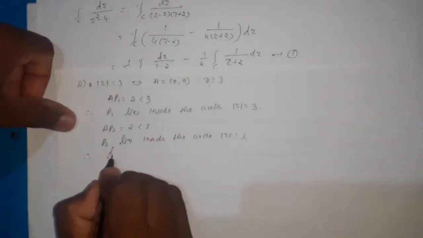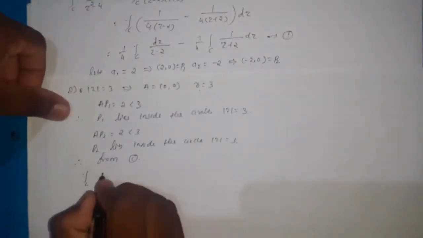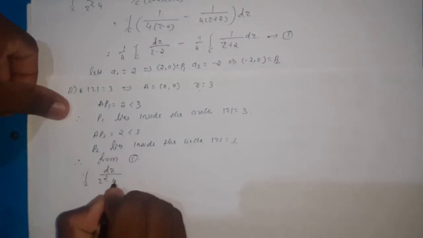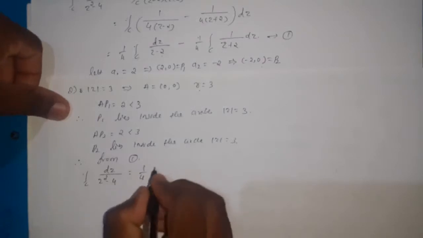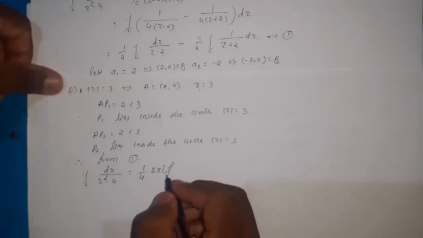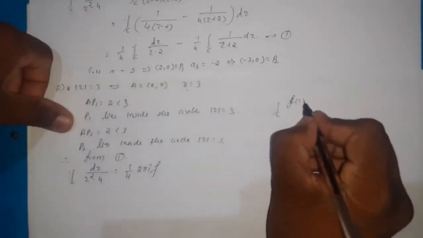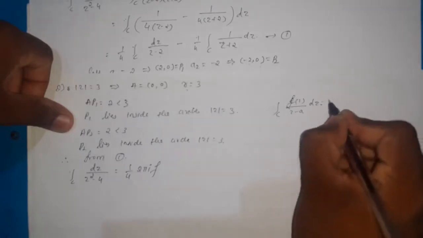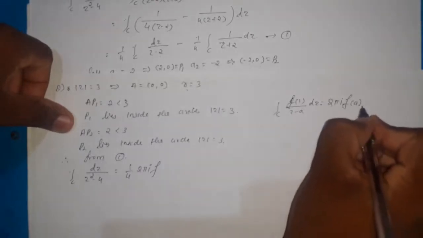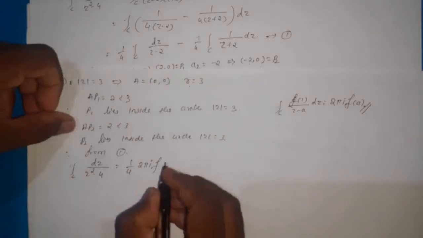So therefore, from equation 1, integration over c dz upon z square minus 4 is equal to 1 by 4 times 2 pi i into f of a, that is the value of the integral, because here integration over c of f of z divided by z minus a dz equal to what? 2 pi i into f of a. So this is the Cauchy's integral formula. So therefore, by using that, the value of the integral is 2 pi i into f of a, and a is equal to what?